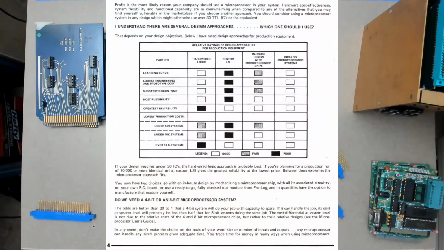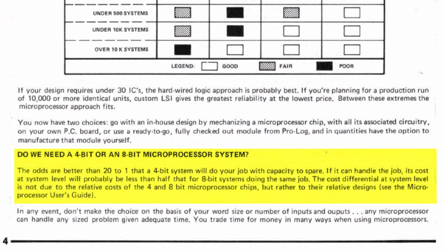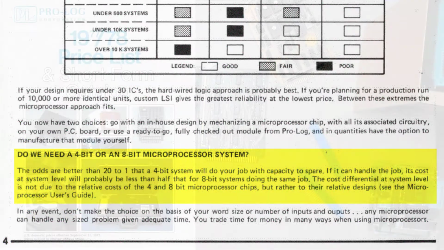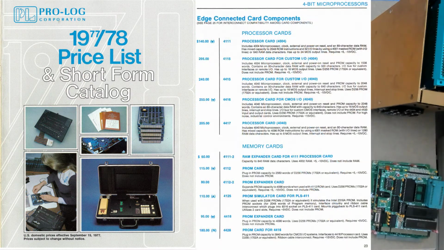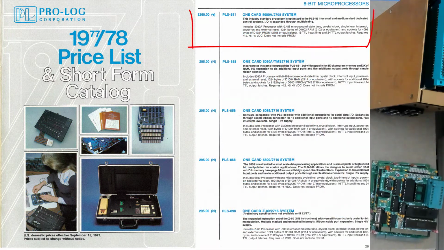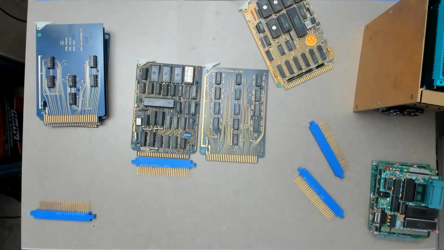In 1978, the Prolog catalog was still saying that the odds are better than 20 to 1 that a 4-bit system will do your job with capacity to spare. But of the 4-bit systems, by then Prolog was pushing the 4040 over the 4004. And if you look at the price list in 1978, a nicely equipped 4004 single board computer like the Prolog 4111 would run $140. The 4040 version was quite a bit more at $205. And the 8080 PLS 881 was way up at $260, which was nearly twice the cost of a 4004 version.